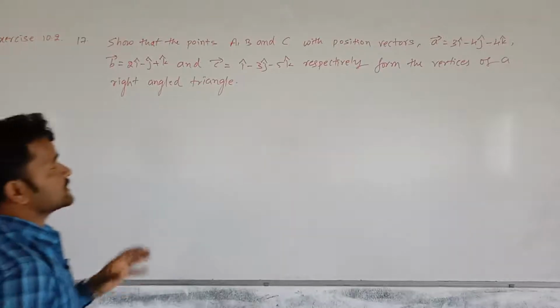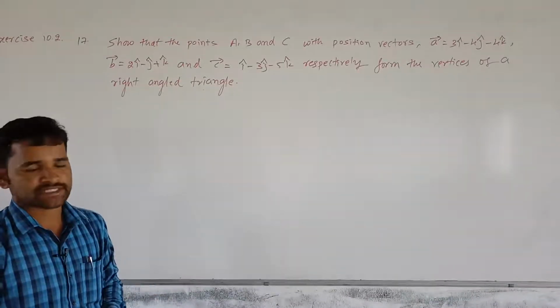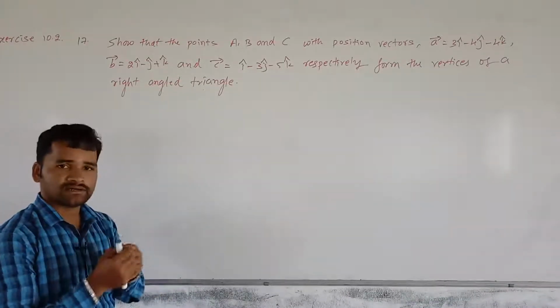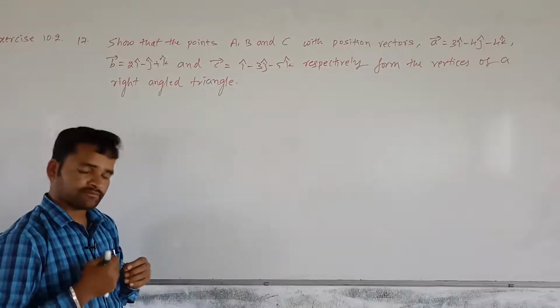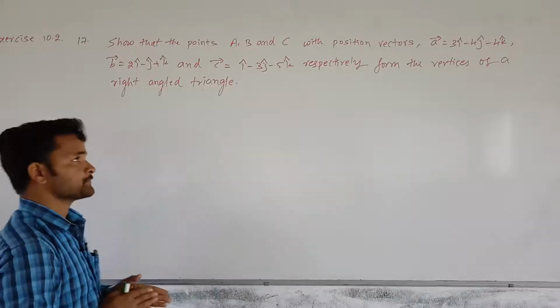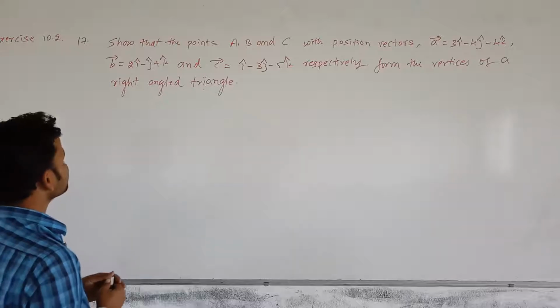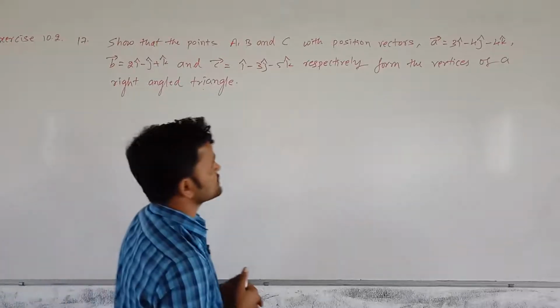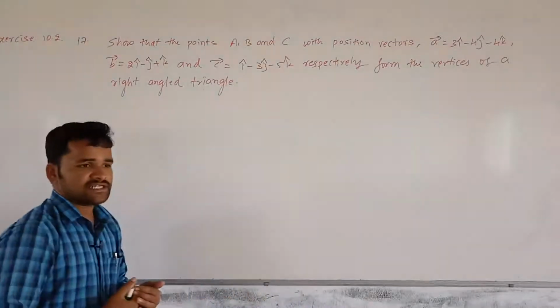Show that the points A, B, C with position vectors. Here they have directly given you these are the position vectors. That means the vector joined from the origin to the point A, from the origin to point B, from the origin to point C. Directly they are saying it. And they have mentioned those position vectors as A, B, C also. Form the vertices of a right angled triangle.